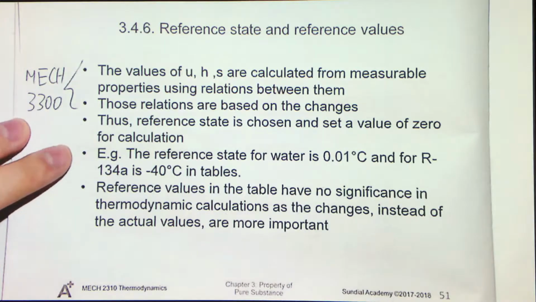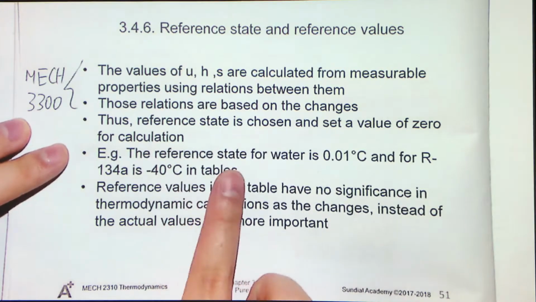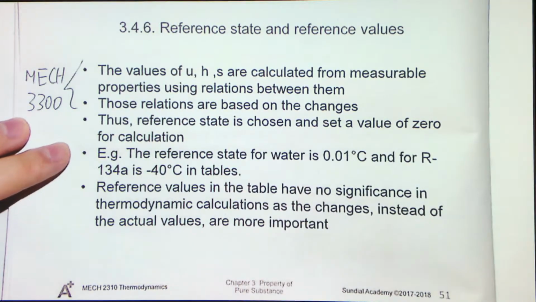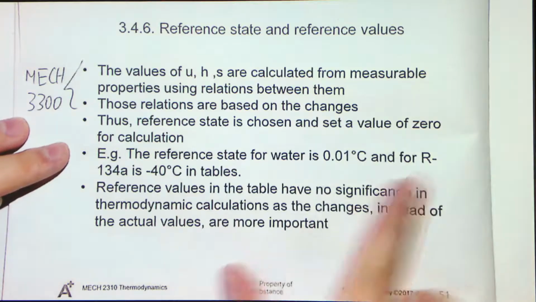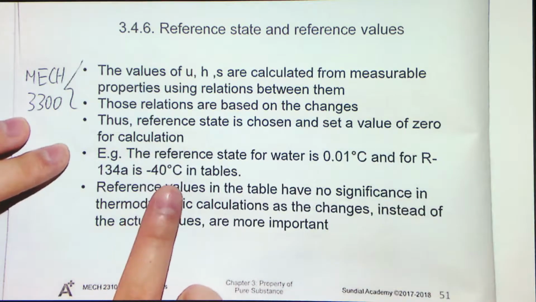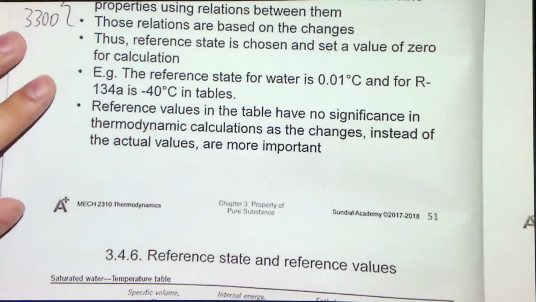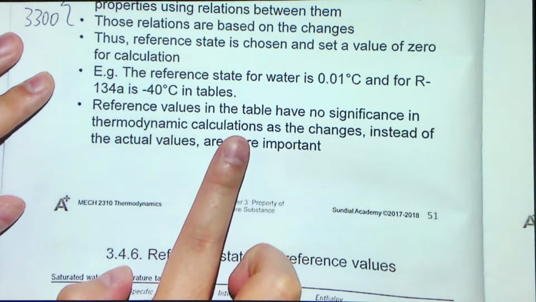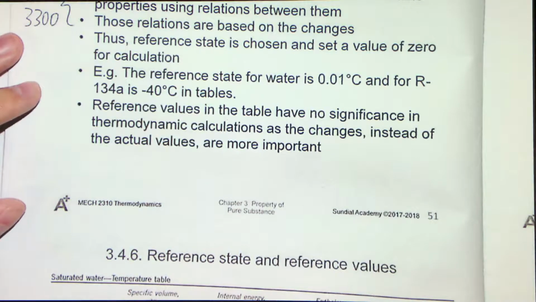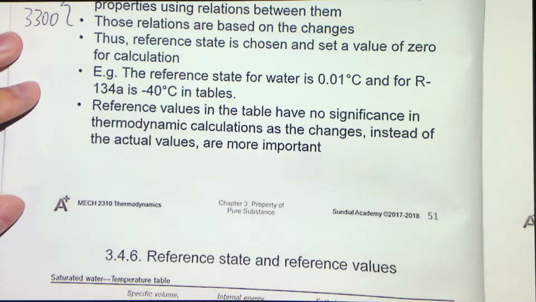And here in our table, the reference state of water will be 0.01 degrees C, and we set all of the properties there to be 0. And for R134A, it will be negative 40 degrees C in the tables. Okay, and remember that those reference values in the table are just values that we arbitrarily and conventionally selected. They have no significance in the thermodynamic calculations, okay?